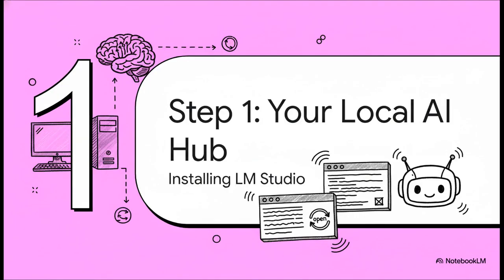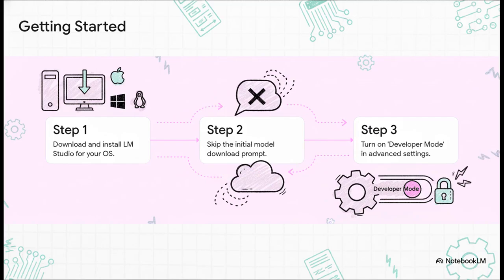Okay, first things first, we need to set up our local AI hub. And for that, we are using a tool called LM Studio. Honestly, it's perfect for this because it's super beginner-friendly. It gives you this great visual interface to manage everything, which is way better than messing with command line tools when you're just starting out. Getting it running is a piece of cake. Just download the installer for your OS.